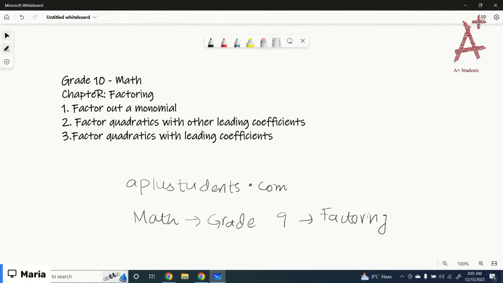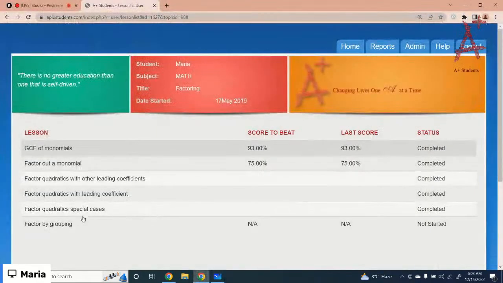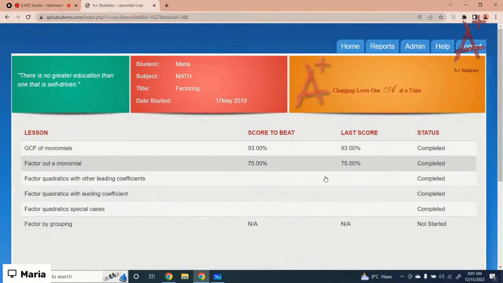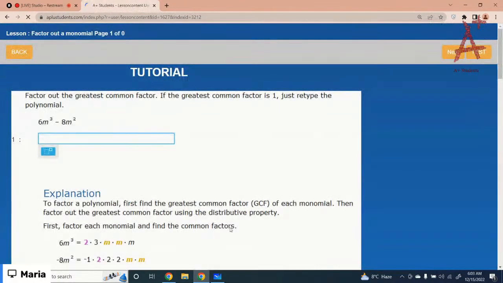The first one is factor out a monomial. Let me write down the lesson name, then we'll start. Factor out a monomial. We are on grade 9 maths. The chapter is factoring. The lesson name is factor out a monomial. Please make sure you have your notebook and pencil so that you can note down the important examples and definitions as well. Got it?